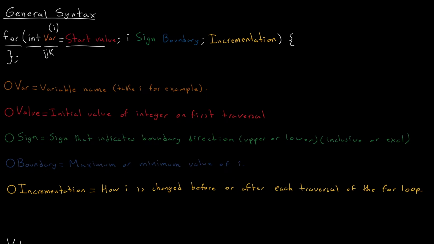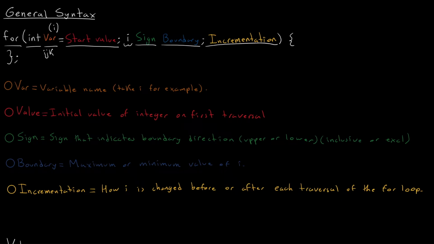And then we have the starting value, so the value that the integer is going to be starting at. Then we have the variable name over here again. I used i as an example. Then the sign, and then the boundary. We'll cover these more in depth later. And then we have the incrementation.